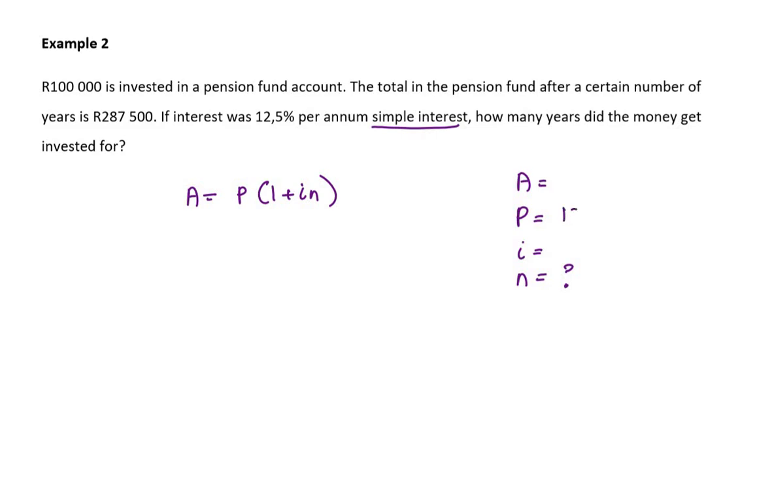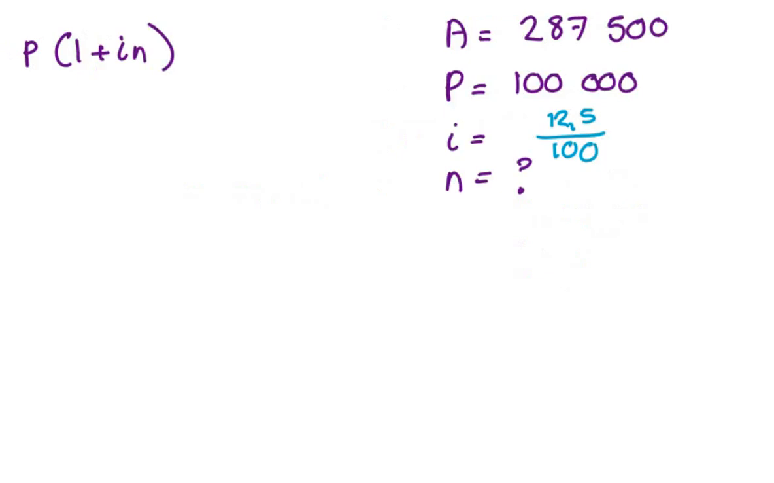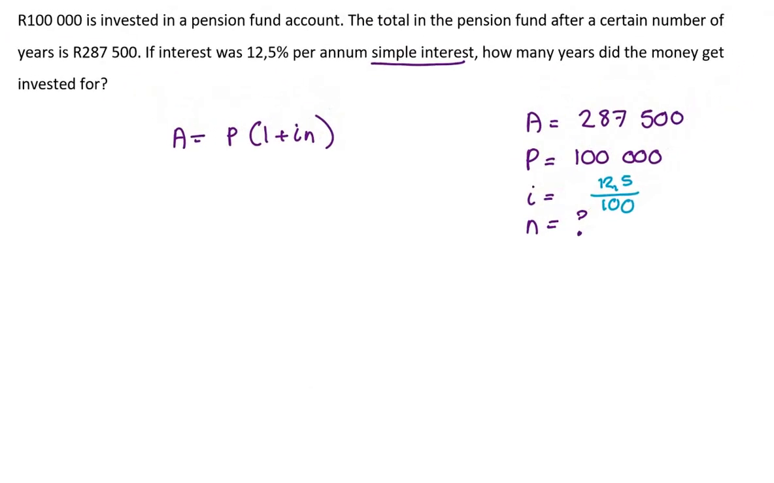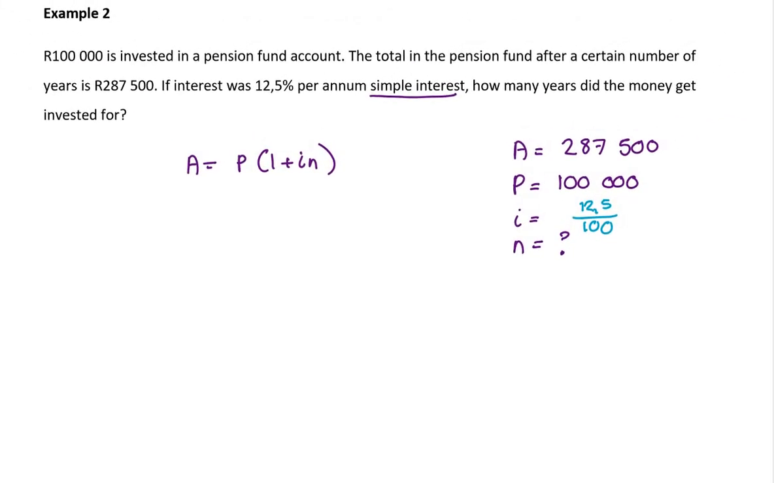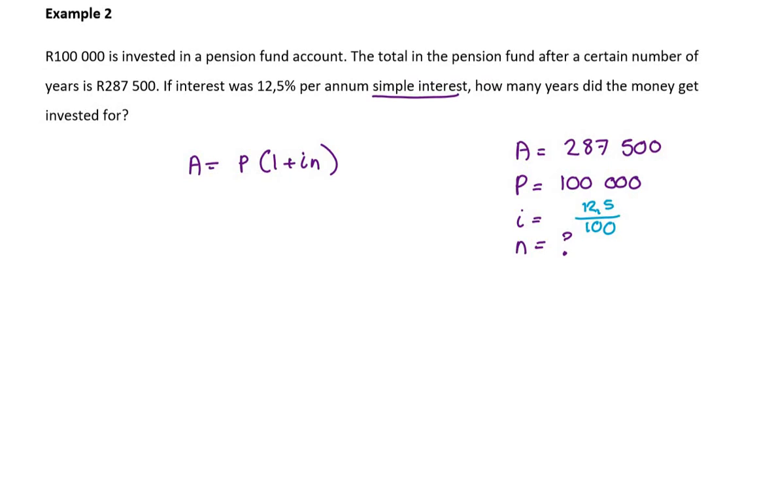So 100,000 Rand was invested, so that's my principal amount. It grew to 287,500. And my interest rate, now this is where you can use different ways to explain this interest rate. You could say 12.5 over 100. Personally, I don't like that because I don't like percentages. I don't like fractions. So I probably wouldn't write it like that, because then my formula has a fraction in it.